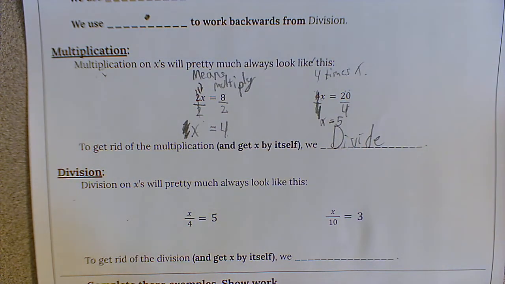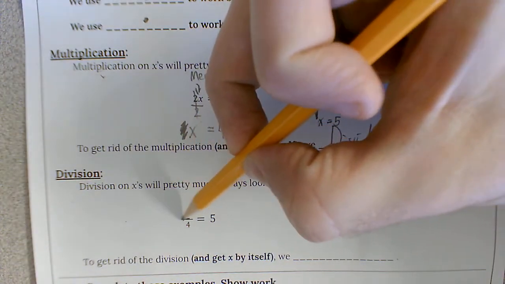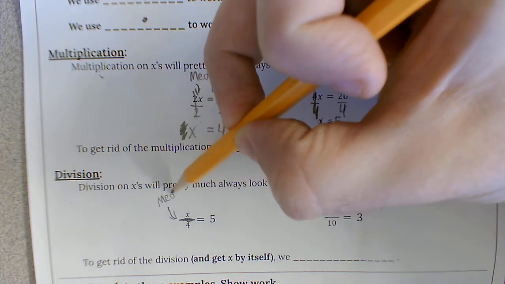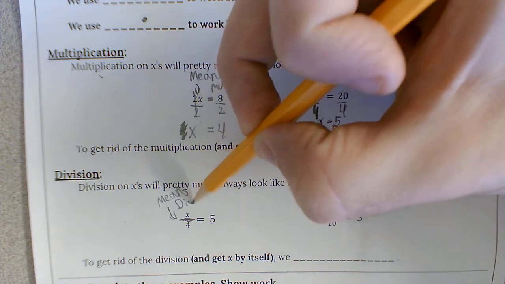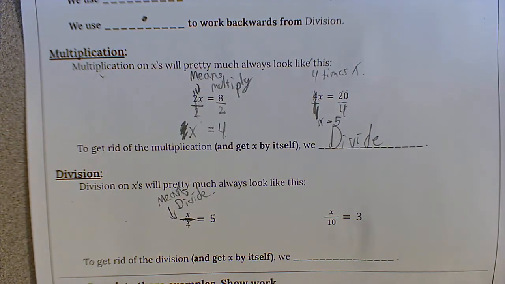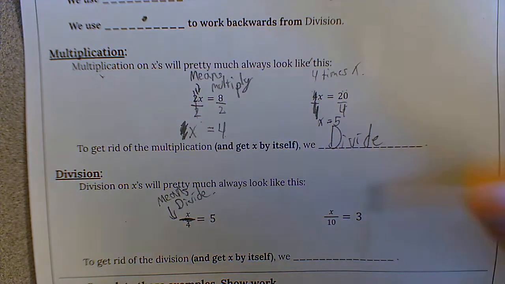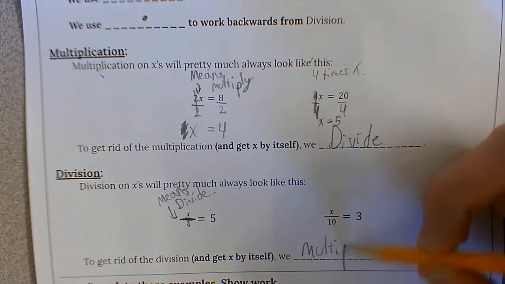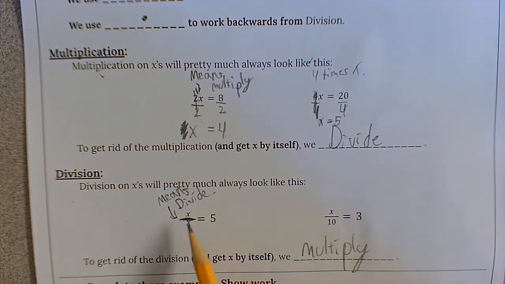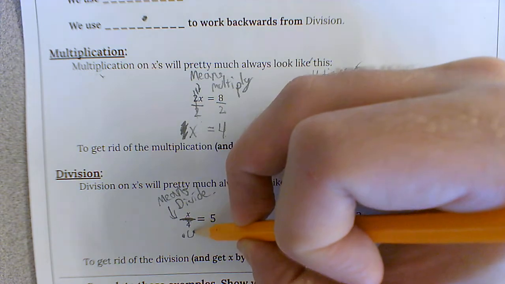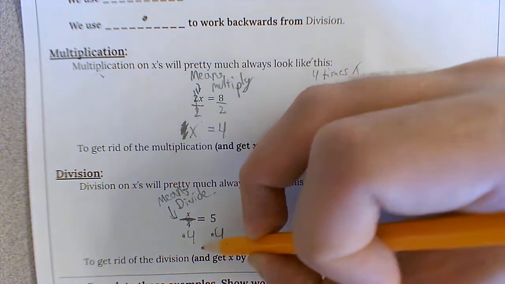Division on x's will pretty much always look like this. You have this fraction bar here. This means divide. So, if we see division and we want to get rid of it, we have to do the opposite, which is multiply. So, if I'm dividing by 4 here, I need to multiply by 4 to get rid of it.